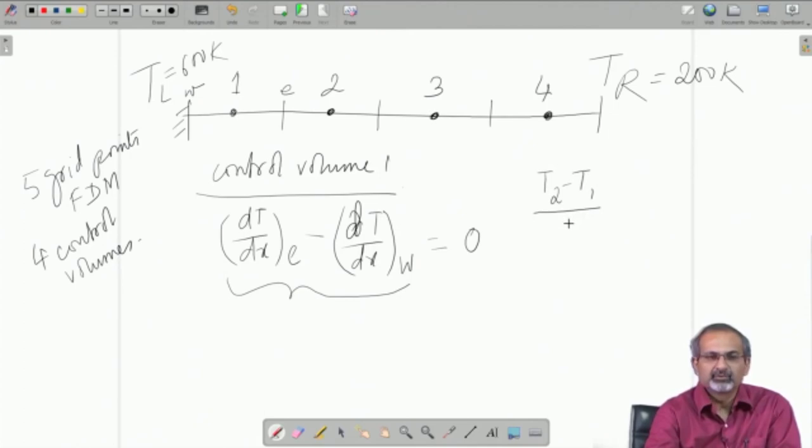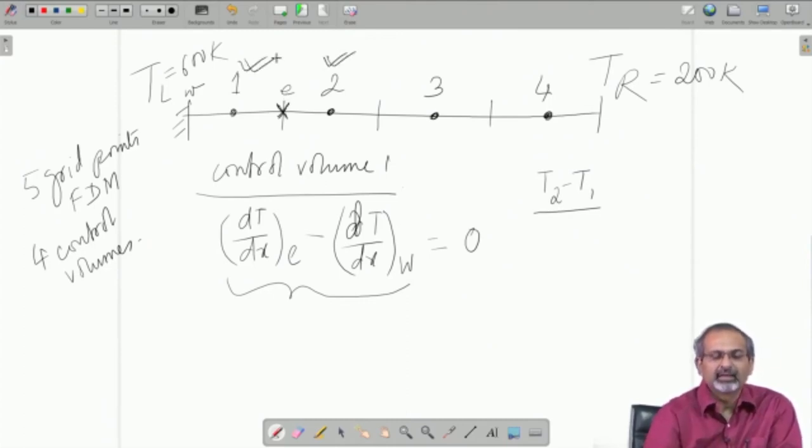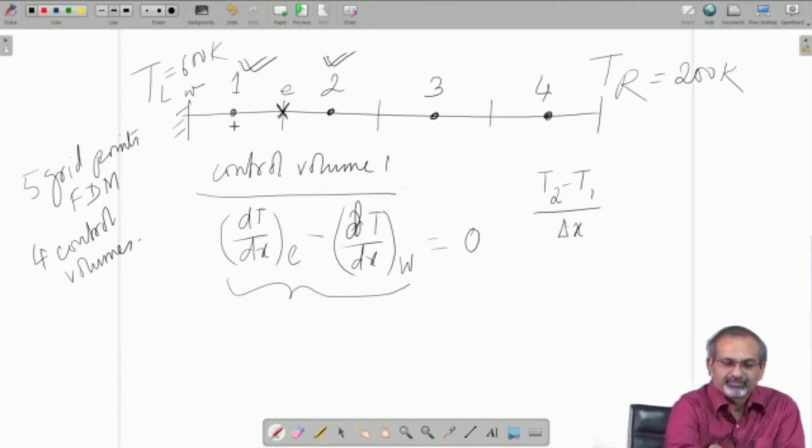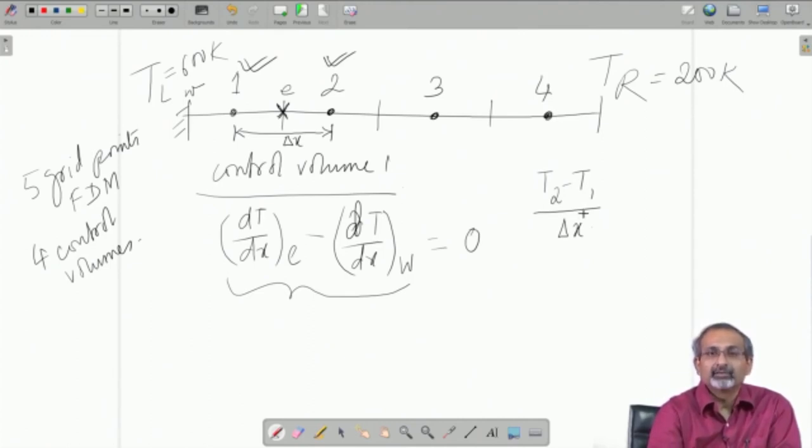We have first derivatives to be approximated. So, in order to approximate the first derivative here at this point E, we make use of the values at the neighboring nodes. Then what we have is T2 minus T1 by delta x. Now, we are assuming that all these control volumes are of the same size. If that is the case, let us see what it means.